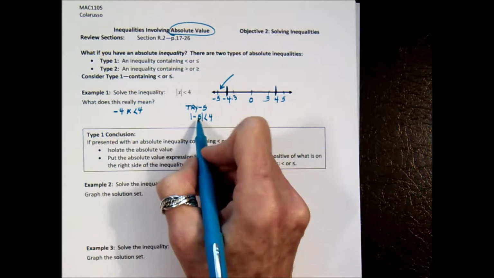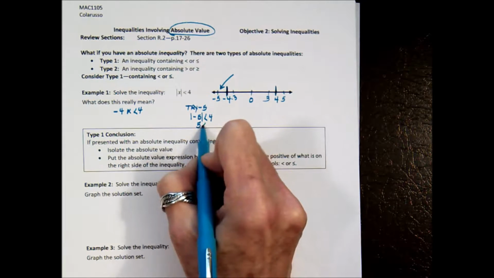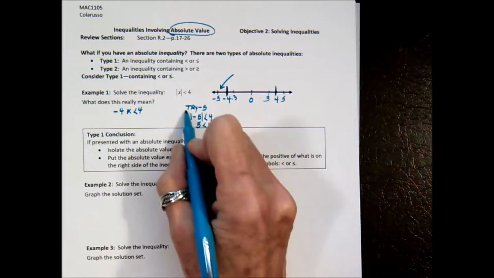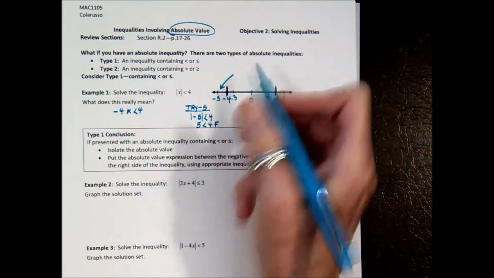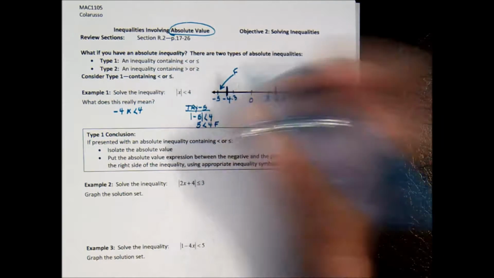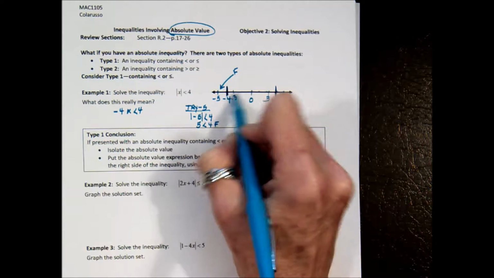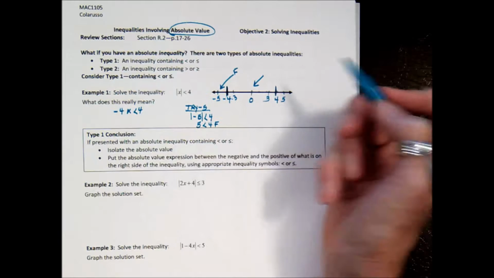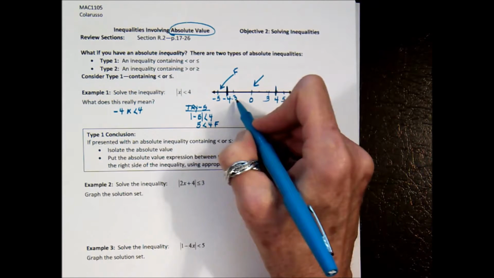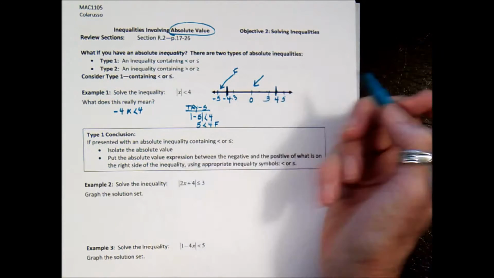The absolute value of -5 is 5. Is 5 less than 4? No, that is a false statement. So this region is false. Now let's look in between -4 and 4. We can just pick any number we want. I can try -3, 3, 0. I'm going to try -3.